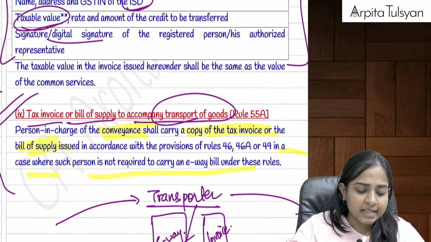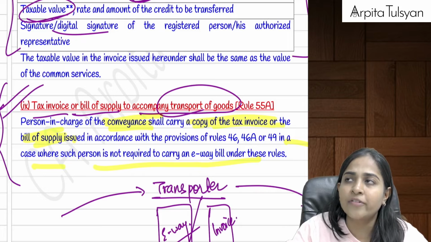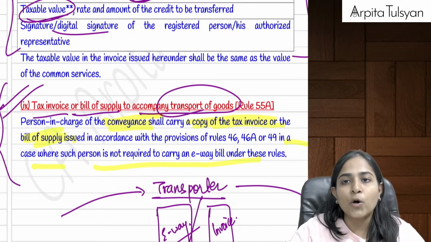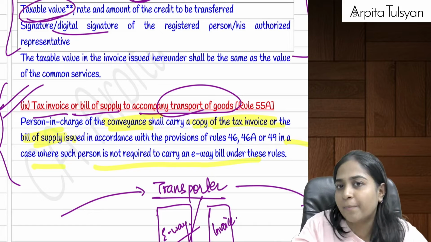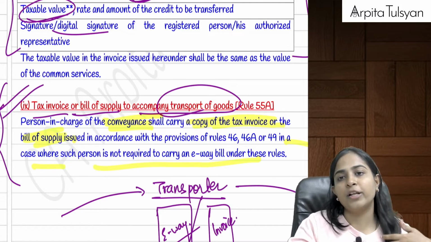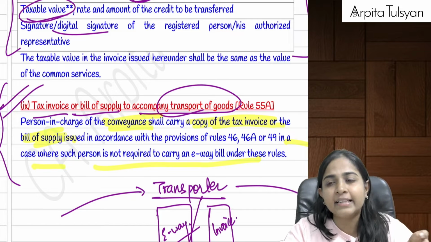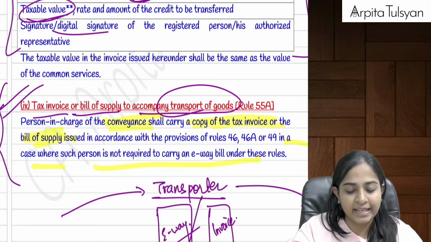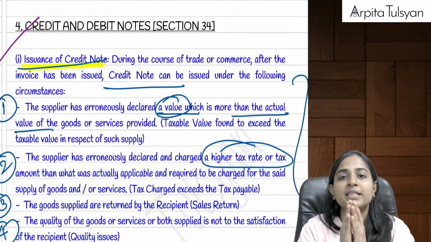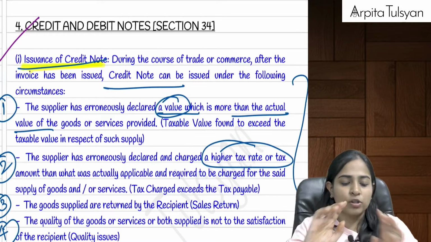Then they are telling us here that the person who is transporting the goods, or we can say the transporter, is required to have the copy of tax invoice or bill of supply with him at the time of transporting the goods from one place to another. Suppose it is done without invoice, meaning we are just sending the goods, at that time the delivery challan and e-way bill, as required, should be there with the transporter. Basically, there should be some documentary evidence available with the transporter also while transporting the goods from one place to another.